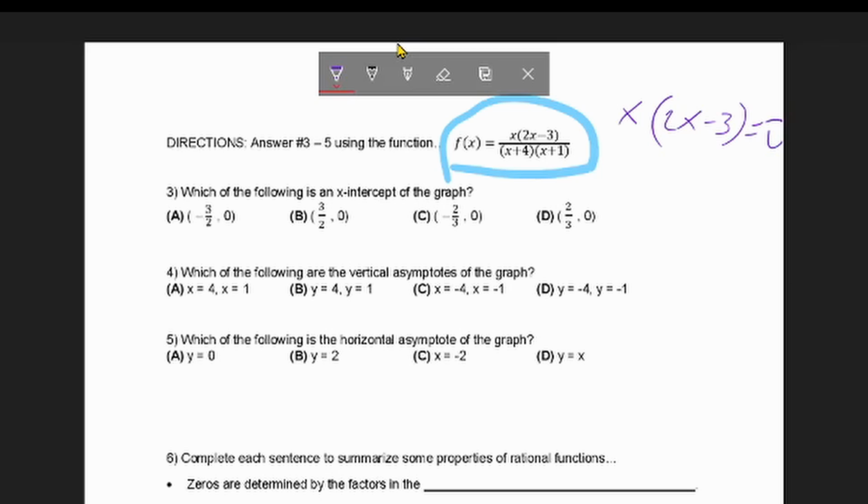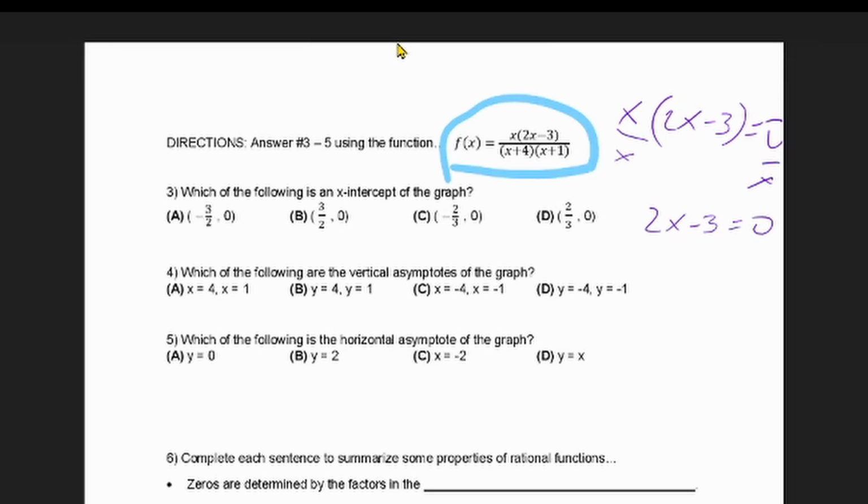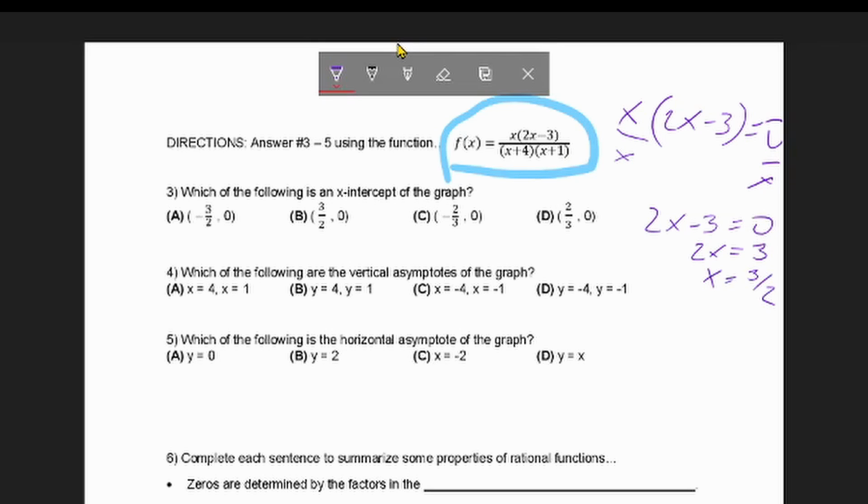Since x is on the outside, it's being multiplied, we can divide by x. And we're left with 2x minus 3 equals 0. Move the 3 over, we get 2x equals 3, and x will equal 3 halves. And so if x equals 3 halves and y equals 0, the answer to this will be B.